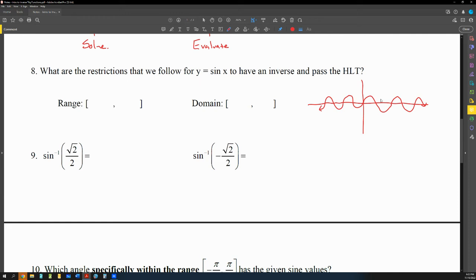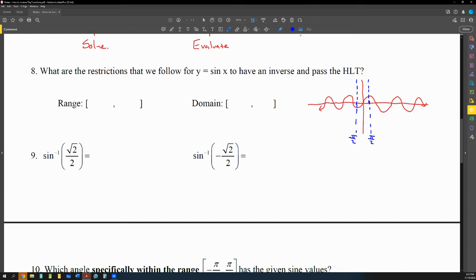So let's take a look at this function here, and let's see if we can find a restriction on the domain that's going to allow this function to pass the horizontal line test, which would cause its inverse to be a function. Okay, so looking at this, I noticed that if we were to restrict the domain, I'm going to use a different color here, from right about here to here, which as a reminder is for the parent function, negative pi halves to pi halves.